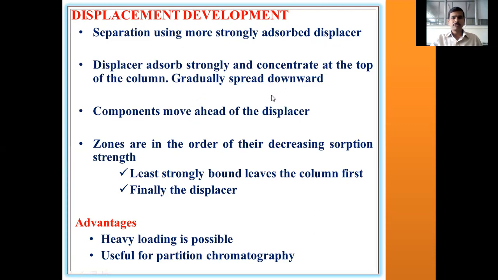Gradually, the band of the displacer will also come down, increasing its spread and its weight. Before the displacer, the components move ahead of it. All the components will start to get eluted because the concentration of the displacer is higher, and the density of the band for the displacer is also higher. Therefore, the components apart from the displacer will start getting eluted. So we can see different zones, and these zones will be in the order of their decreasing adsorption strength.